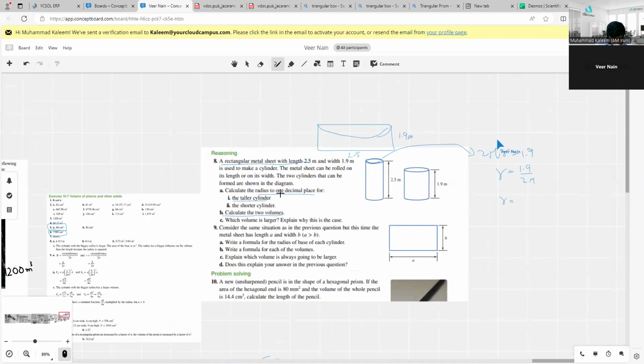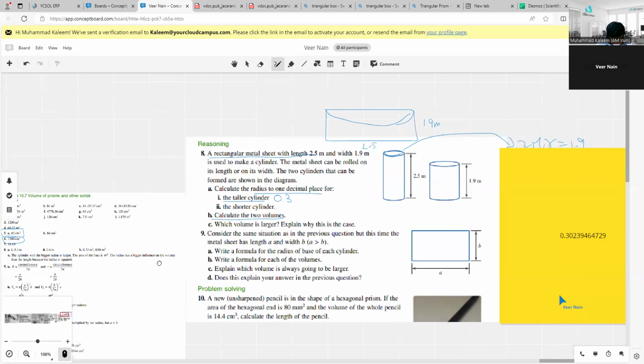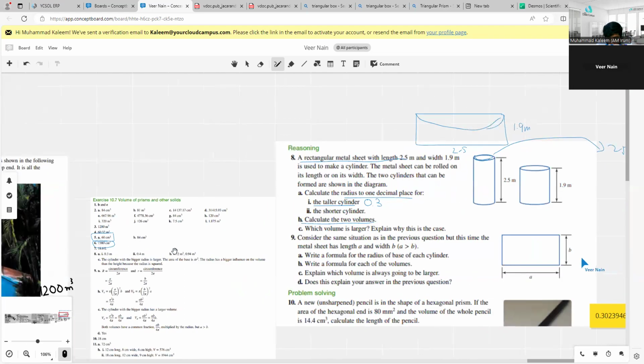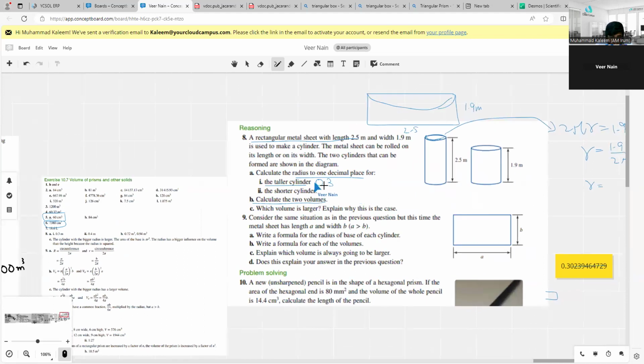Up to 1 decimal place. This is the answer that I got on the calculator. Yes, that's the right answer, 0.3. We have to write up to 1 decimal place, so we just ignore all of the other digits to make it shorter. That's why they said we have to write up to 1 decimal place. It is a confusion factor.